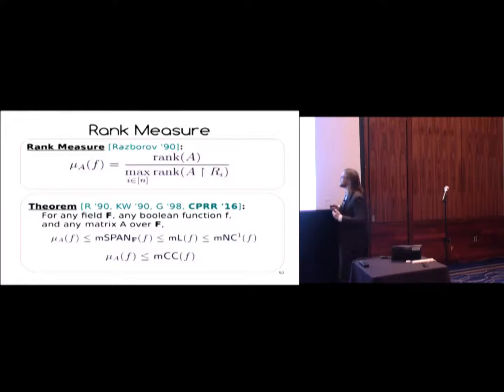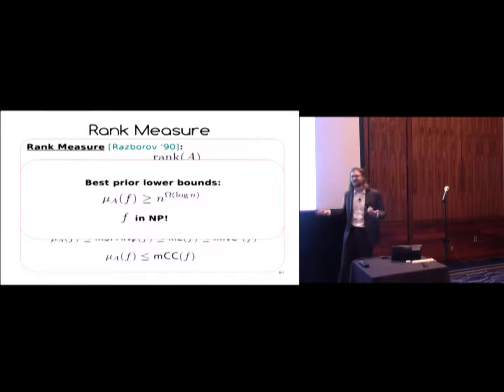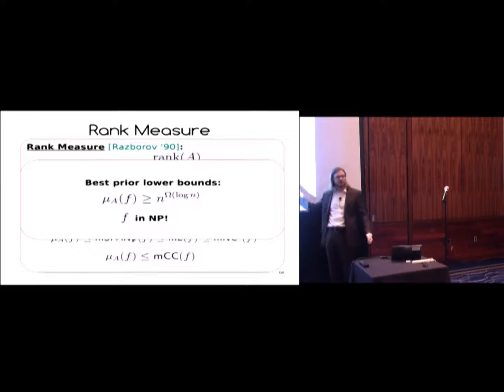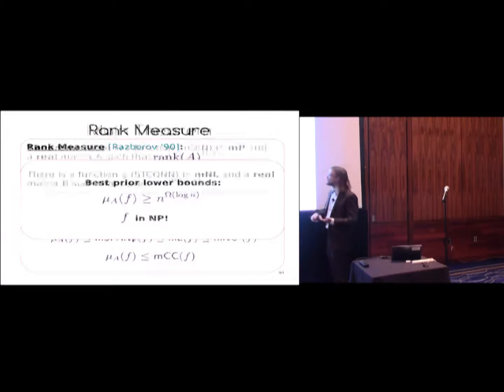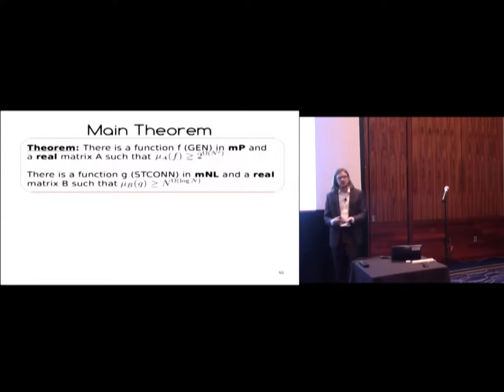But now, of course, what's the catch? Well, the catch is that the best prior lower bounds are quasi-polynomial for a function in NP. These are more or less the strongest lower bounds that are known. Okay, so can we improve the state of affairs? Well, that's our main result. So we can show that there's a function in monotone P such that for some real matrix A, some magical matrix, the rank measure for f with respect to A is exponential in the number of input variables. And similarly, for monotone NL, if you just take ST connectivity, we can find a matrix for which the lower bound is quasi-polynomial.